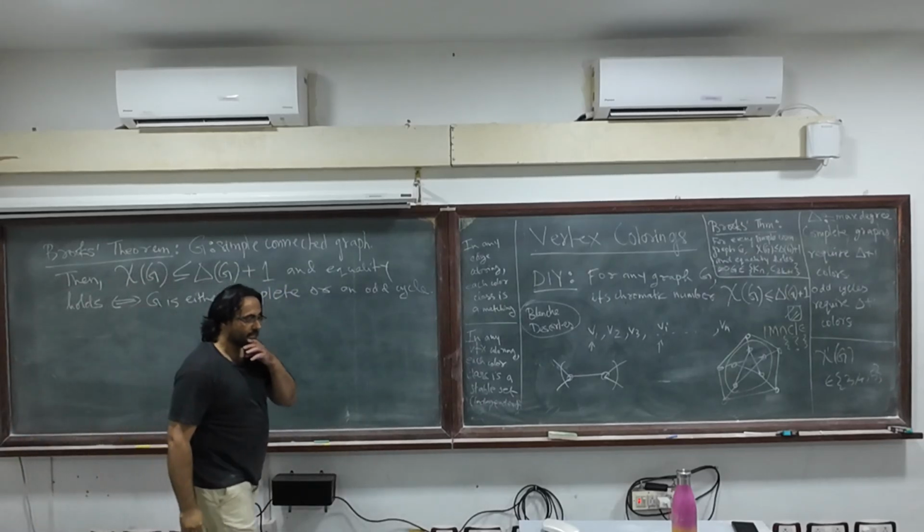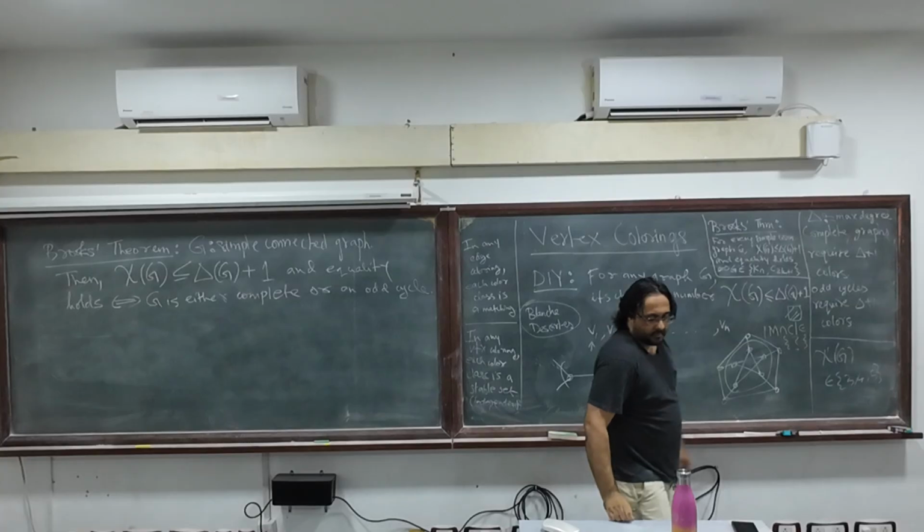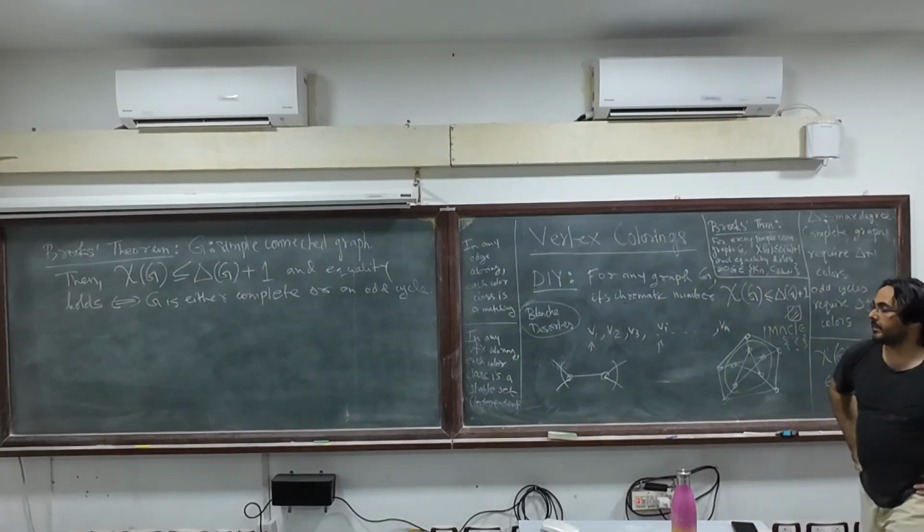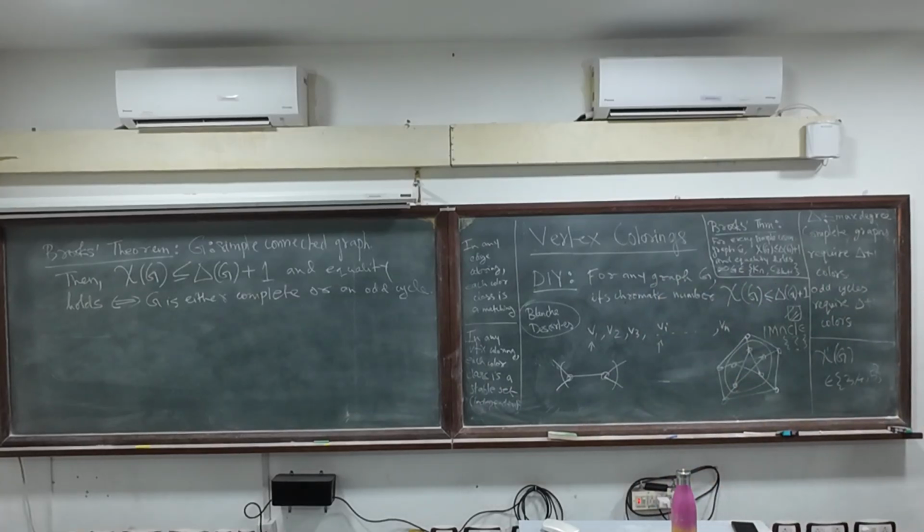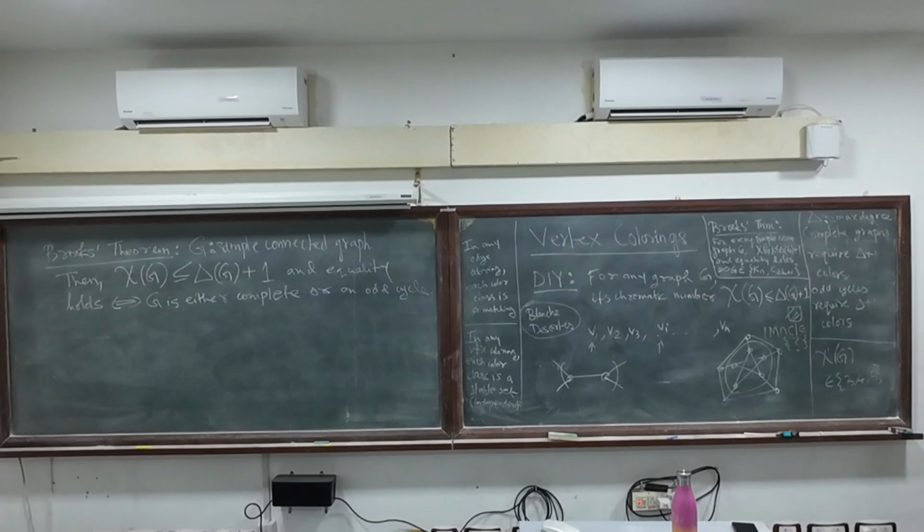That's the result. We have already proved that the chromatic number, the minimum number of colors required to color the vertices, is at most delta plus 1. We did that using the greedy heuristic. And we have also observed that for complete graphs and odd cycles, we need delta plus 1 colors. What remains is to show that these are the only ones for which we need delta plus 1 colors.